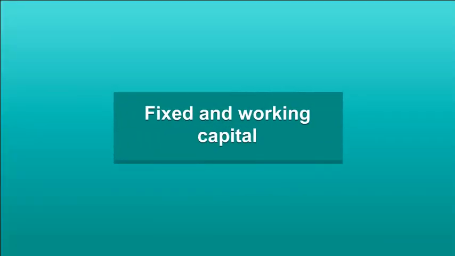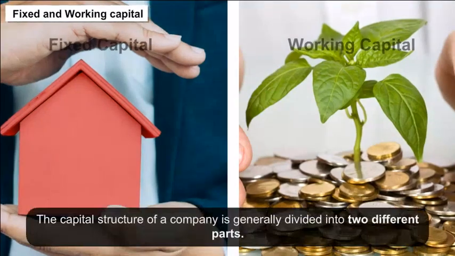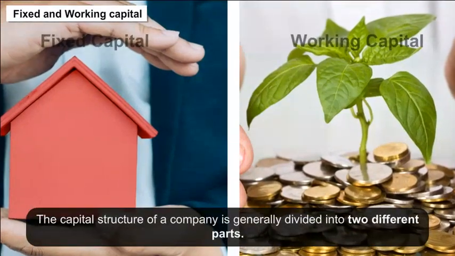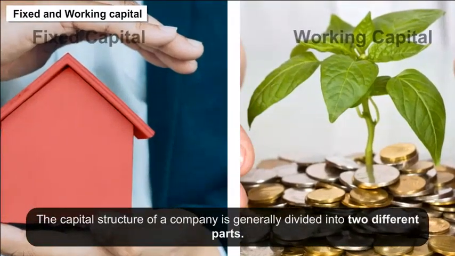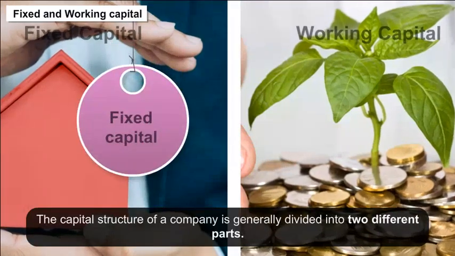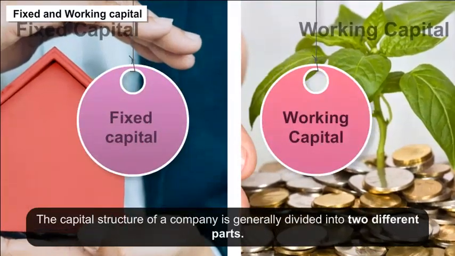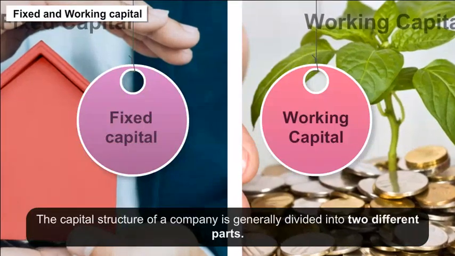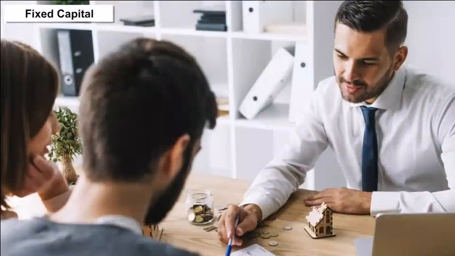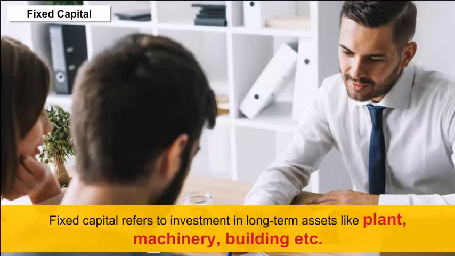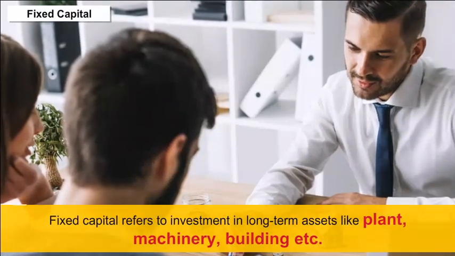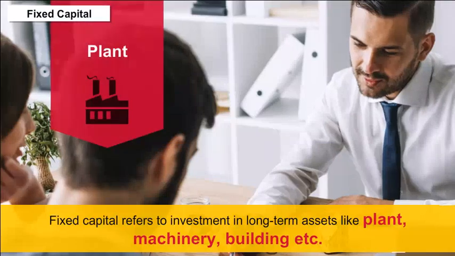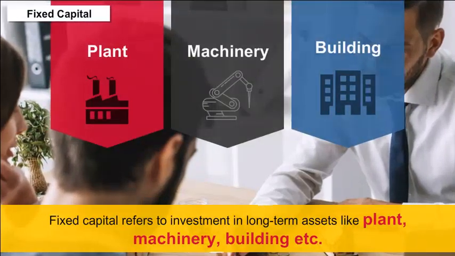Fixed and working capital. The capital structure of a company is generally divided into two different parts: fixed capital and working capital. Both together form the financial needs of an organization. Fixed capital. Fixed capital refers to investment in long-term assets like plant, machinery, building, etc.